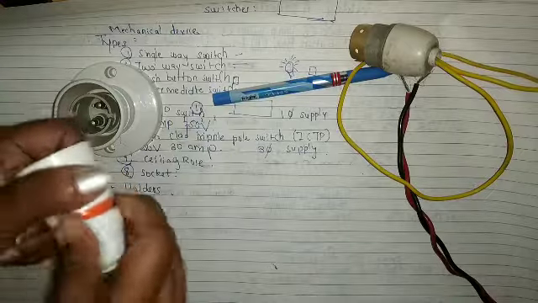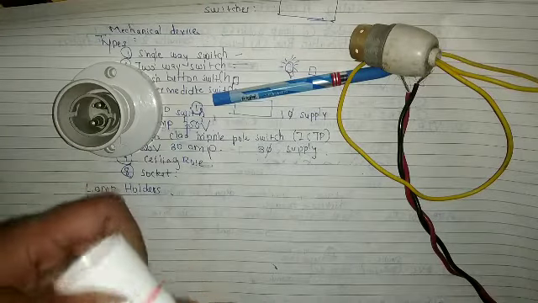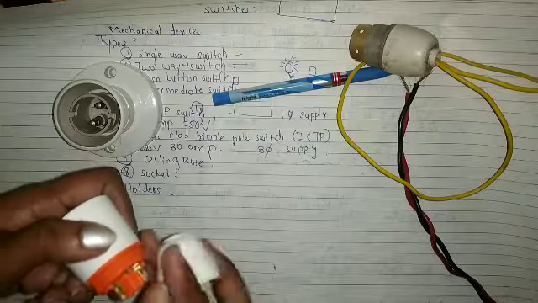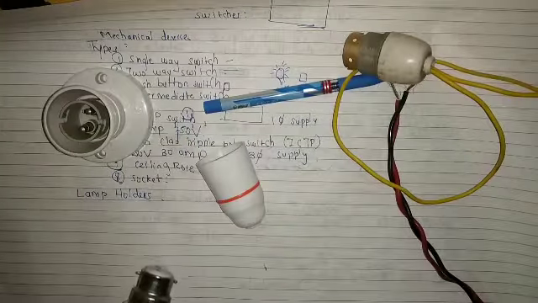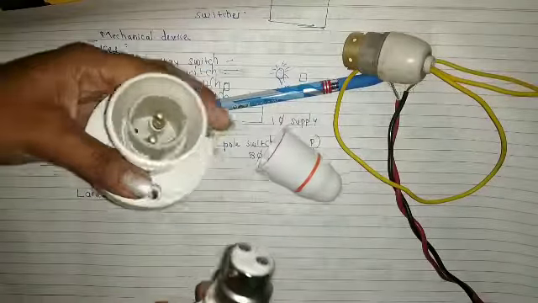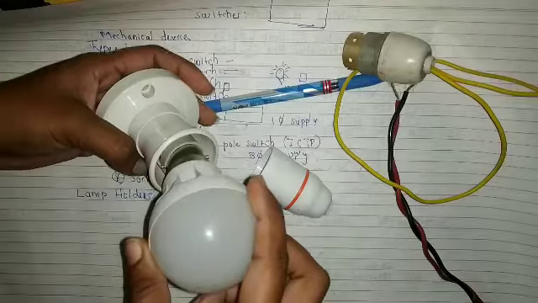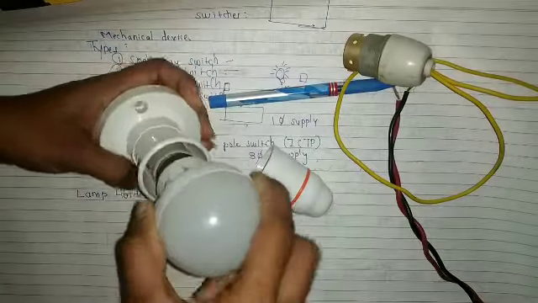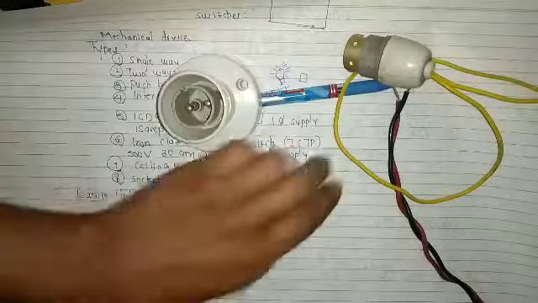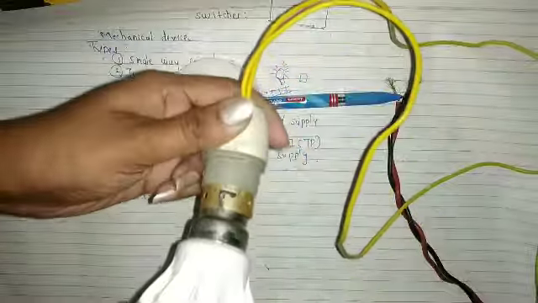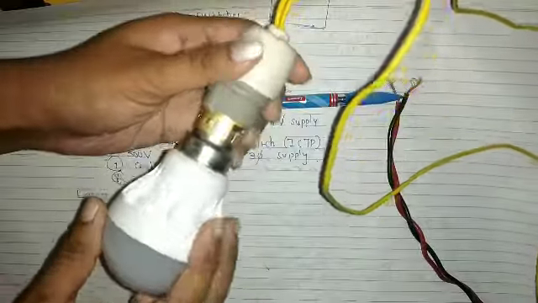We have to attach the lamp in this. So this is how we attach it. This is our bulb or lamp, and we have to attach it like this. This is pendant holder, so we'll attach here. Okay, so this is the lamp holder.